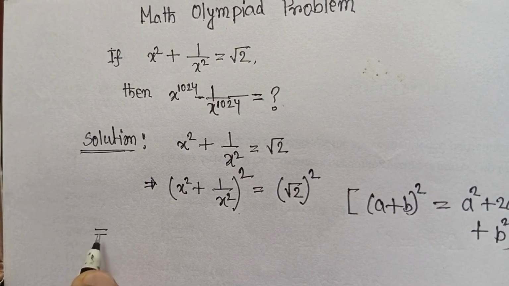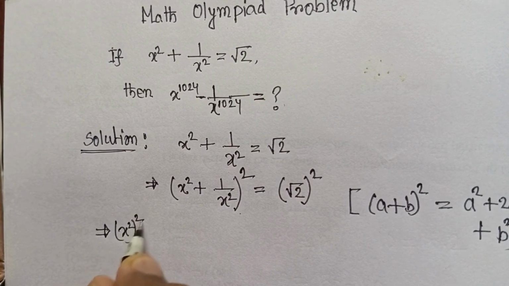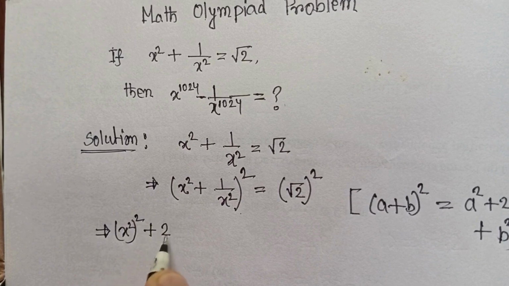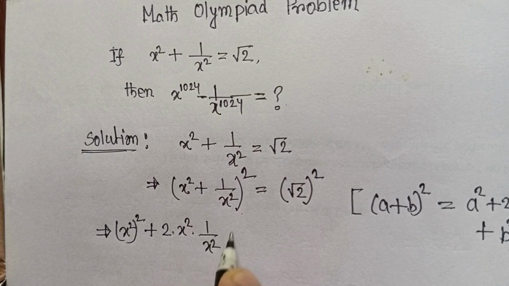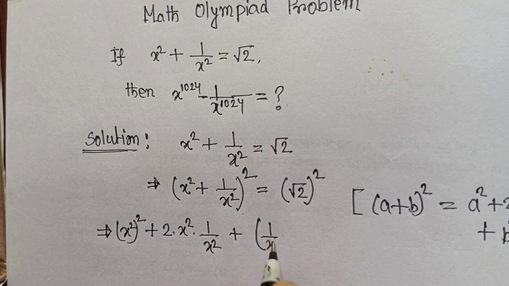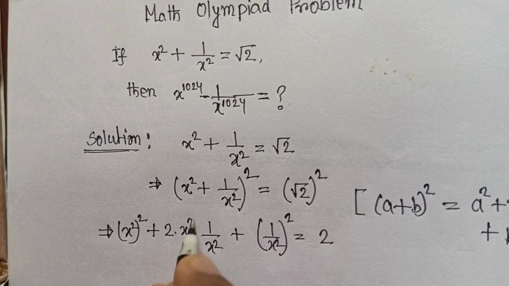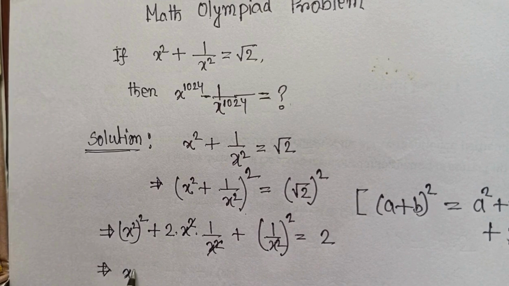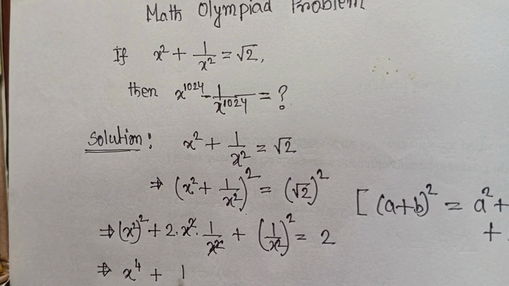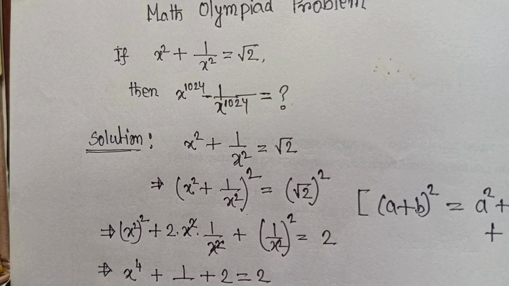Now if we expand this, like (x square) to the power square plus 2 times x square into 1 by x square plus (1 by x square) to the power square equals 2. Now this x square and x square cancel out and the equation will be x to the power 4 plus 1 by x to the power 4 plus 2 equals 2.